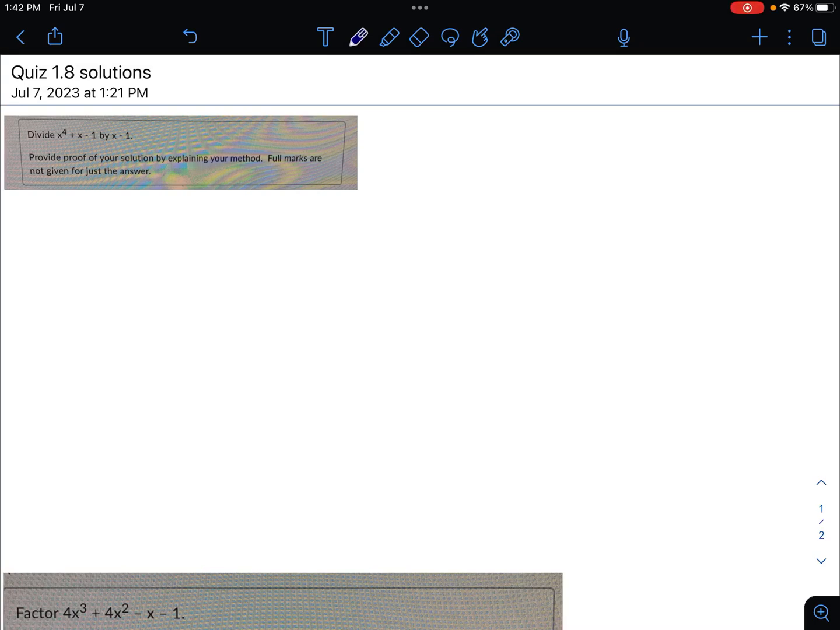So when we're completing this one, we want to do the long division for it. So you just have x minus 1 divided by x^4 plus 0x cubed plus 0x squared minus 1. And you have to remember to put those zeros in because they are placeholders still. You can't just write it out without them.